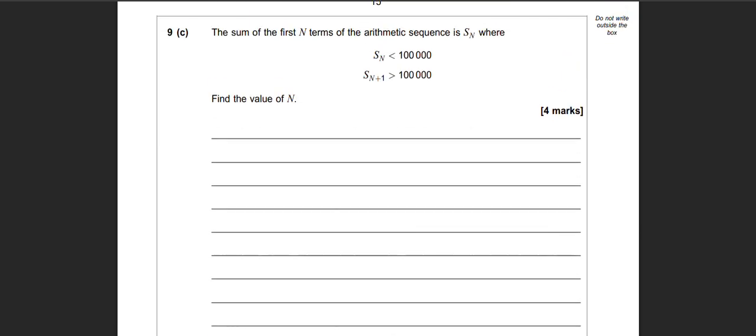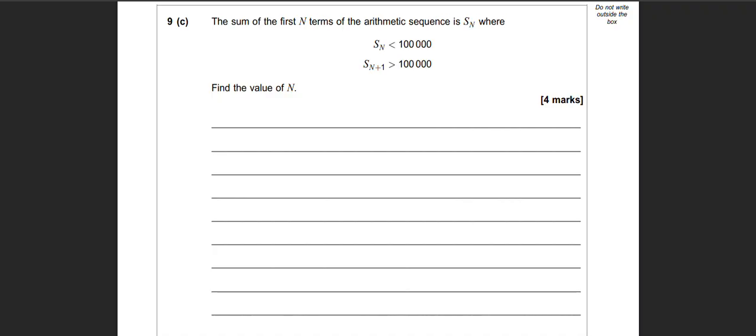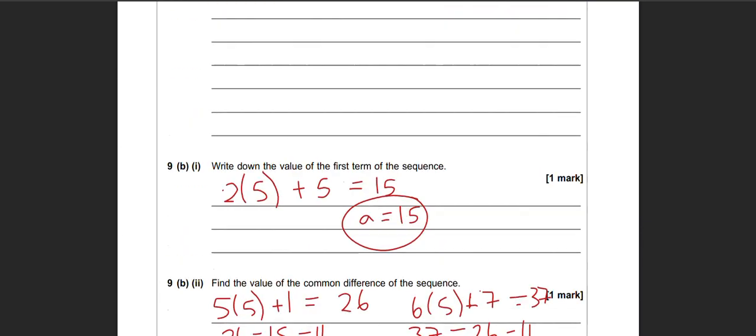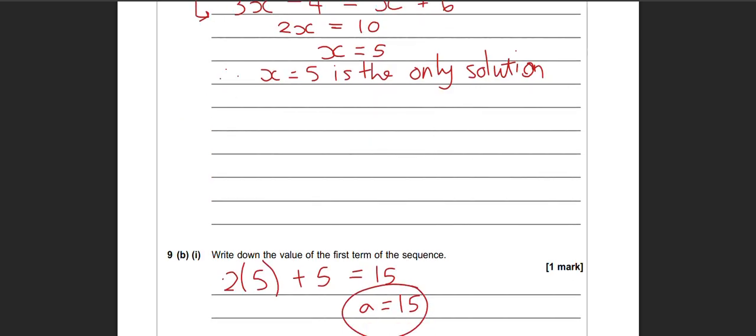So then this is probably the actual crux of the question, the actual bit where we need to apply some A-level maths knowledge. It says the sum of the first n terms of the arithmetic sequence is given by S of n. The sum of n terms is less than 1,000, and the sum of the n plus 1 terms is greater than 100,000, so we need to find the value of n. So it is still using this same sequence, part of that same question.